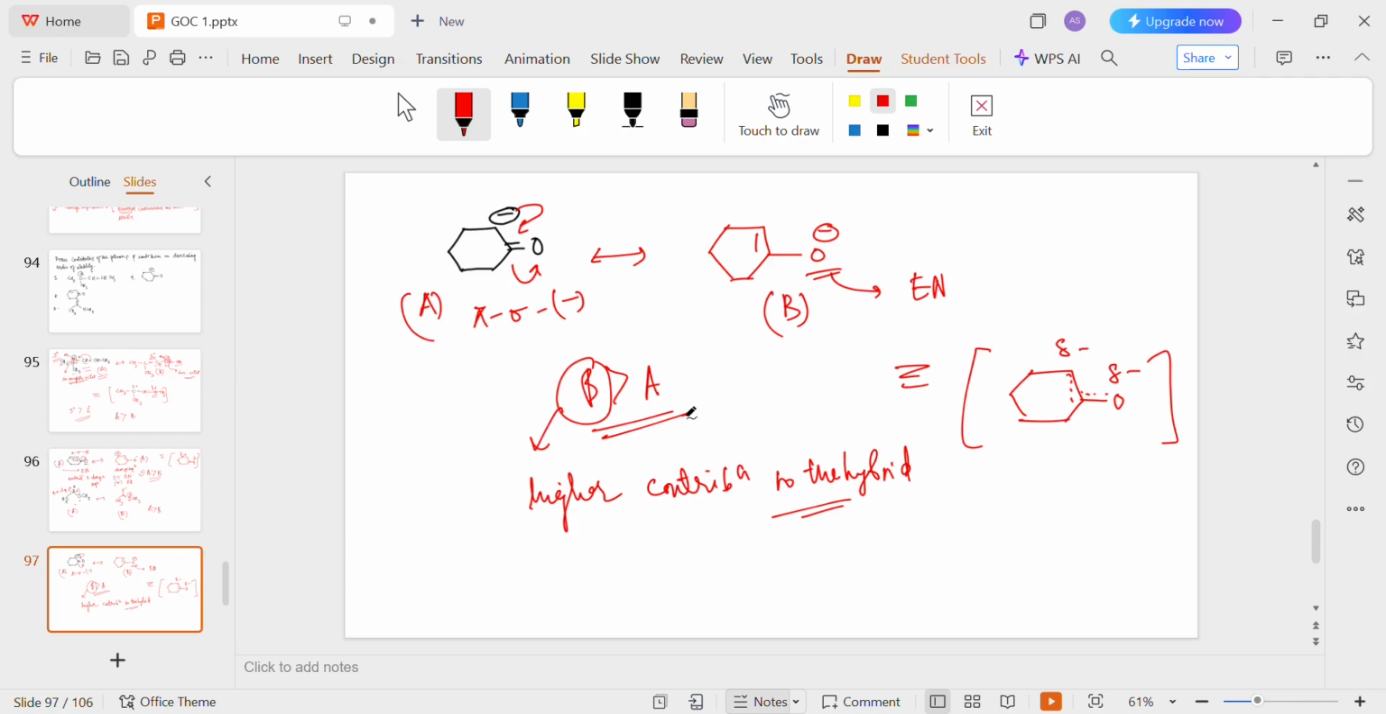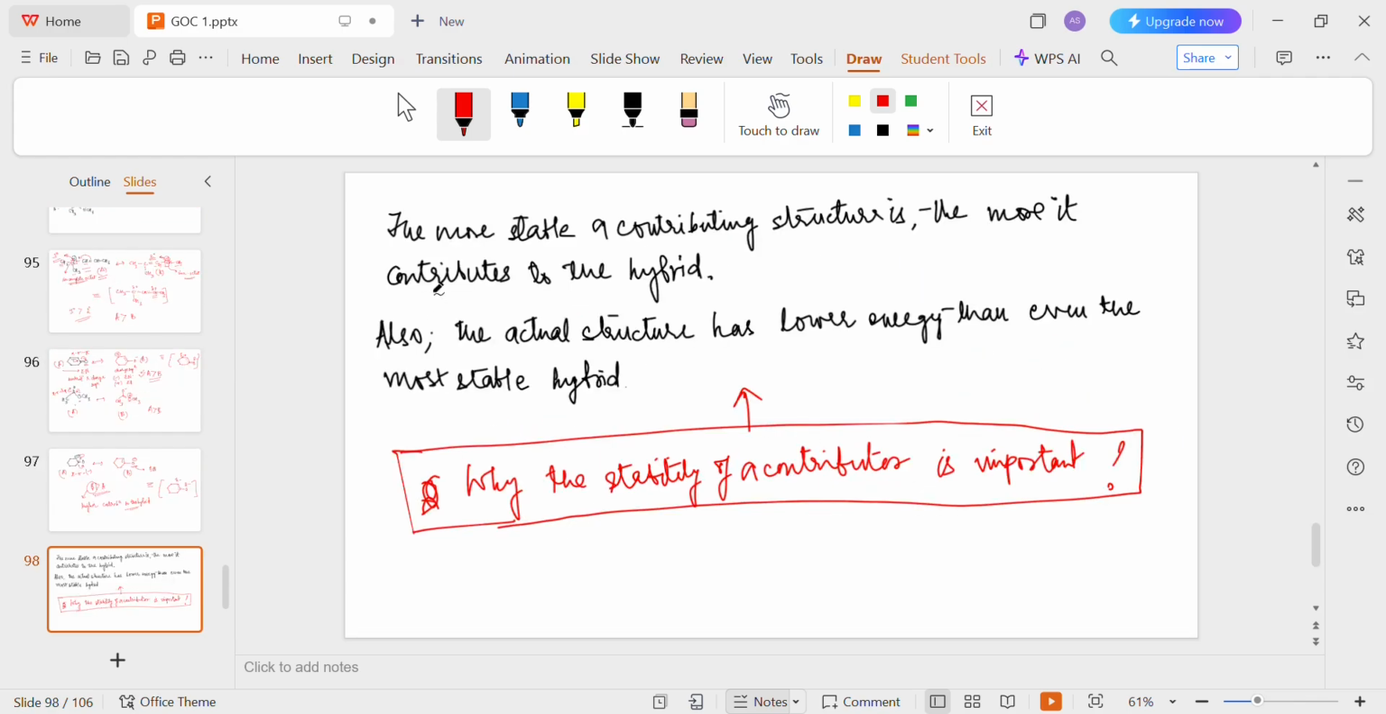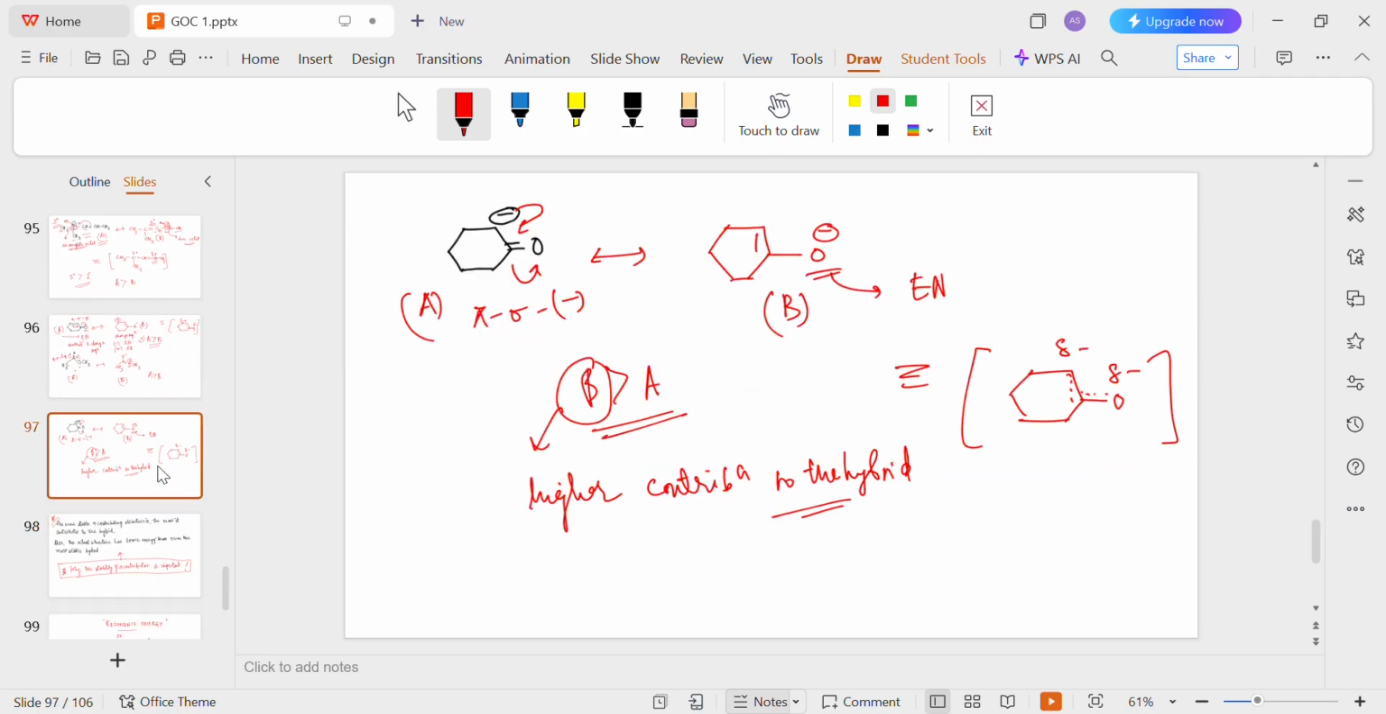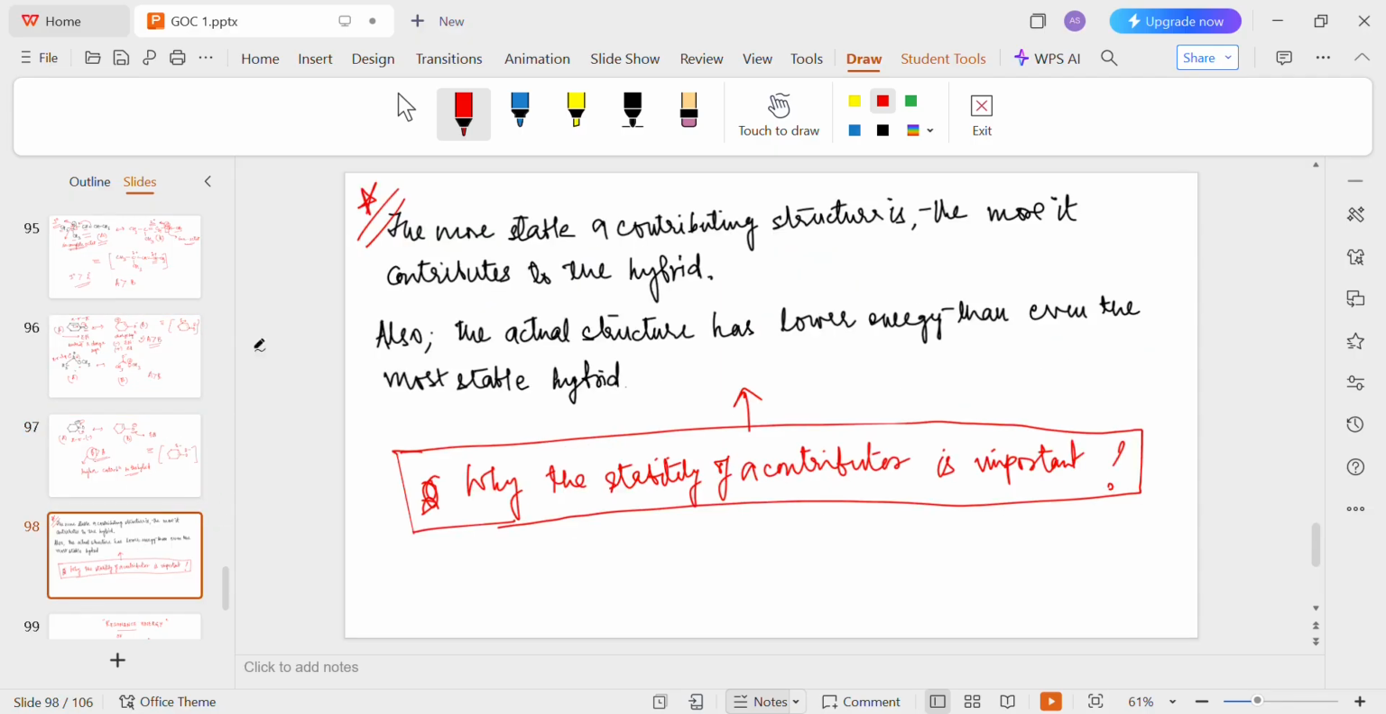Now let us move to some remarks that we have to remember. Okay, we have seen the stability of different contributors now, but we don't know why we are considering the stability of a contributor. Okay, the question is why the stability of a contributor is so important in resonance. So these two points answer this question very well. The more stable a contributing structure is, the more it contributes to the hybrid. Okay, the greater the stability of a contributing structure, the greater its contribution to the hybrid. Okay, so this I already told you.